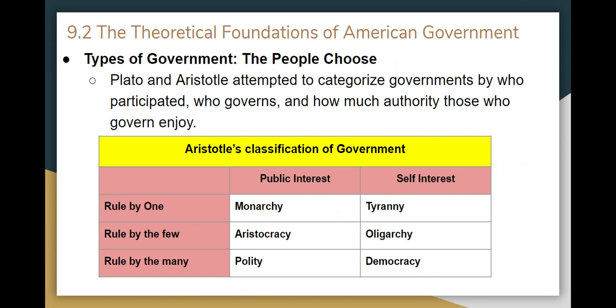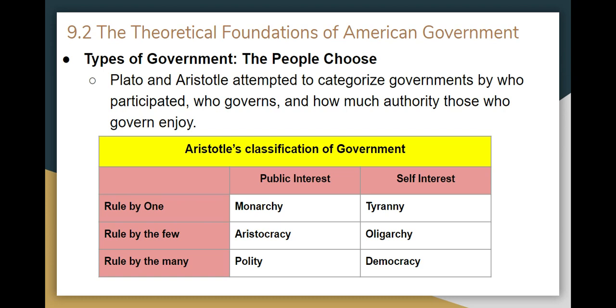There are a number of different kinds of government, and they were defined as early as ancient Greece by the philosophers Plato and Aristotle, as they attempted to categorize it by who participated, who governed, and how much authority those who governed enjoyed. Here are their classifications.